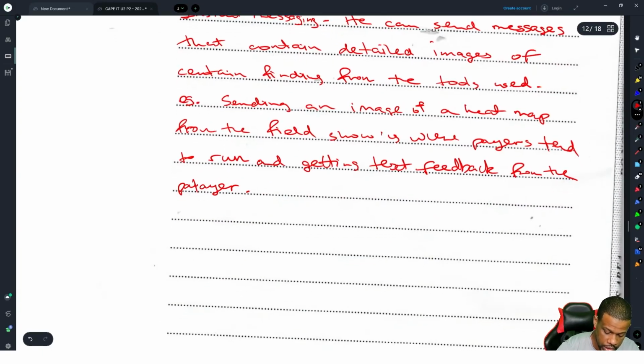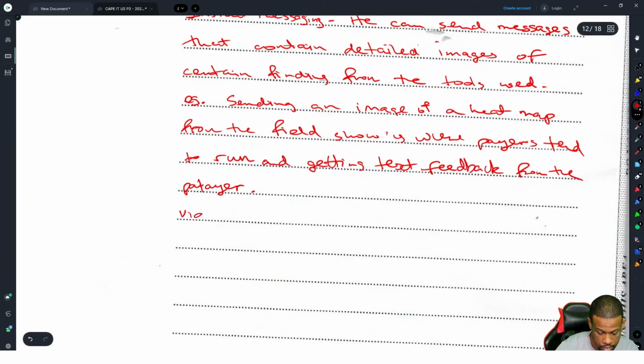Instant messaging will be one, and then you'll say video calls slash conferencing. But I think they have video conferencing in the syllabus.